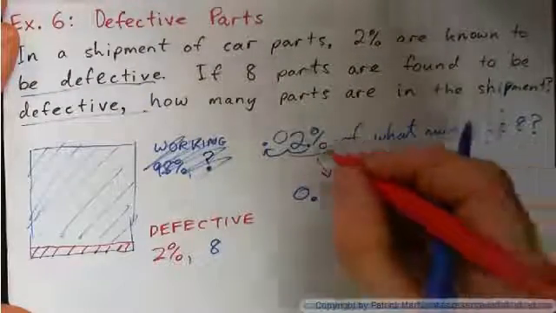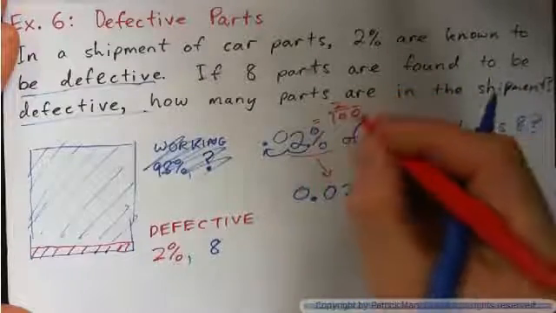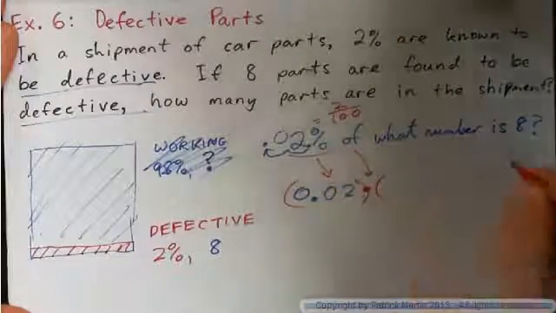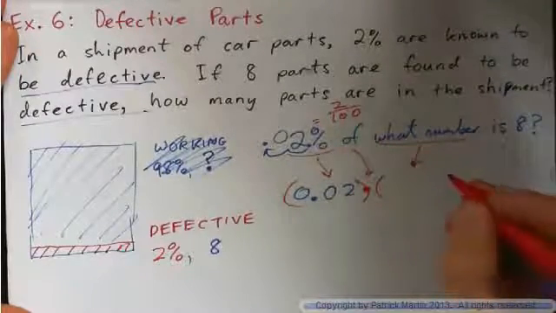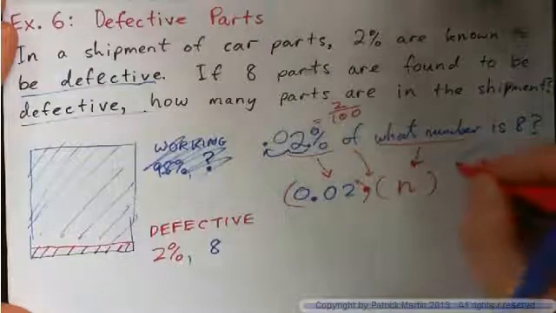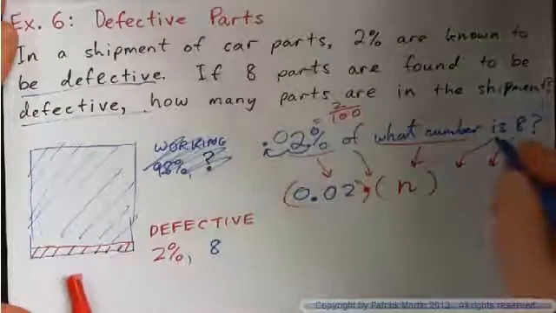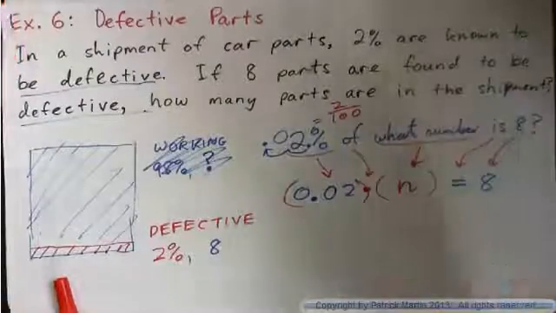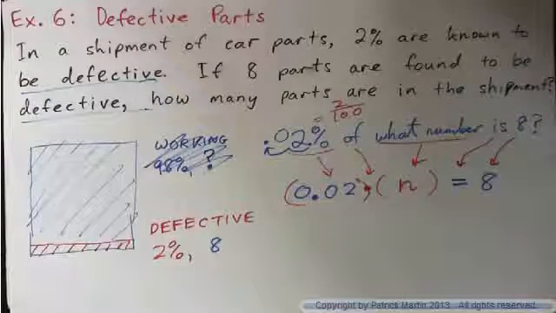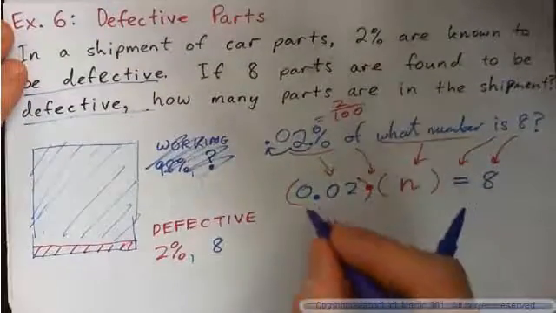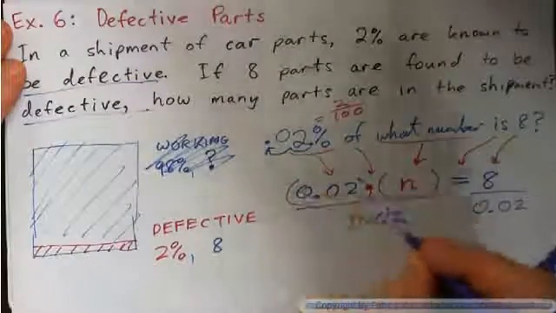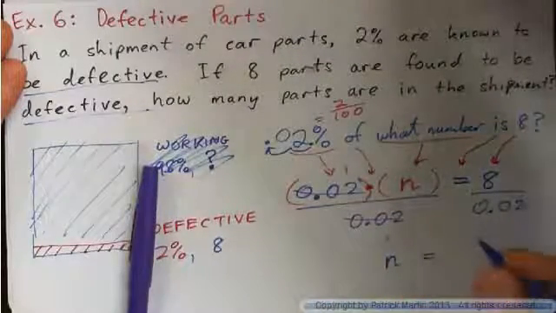Again, 2%, remember, is 2 per 100, 2 over 100. 2 hundredths is 0.02. Of means multiply, so we have to multiply by what number? How can you represent that? n, right, equals 8. So I have 0.02 times n equals 8. How do I solve that equation? Undo multiplying by 0.02. How do you undo that? You divide by 0.02 on both sides, right? So these cancel. I end up with n equals 8 over 0.02.